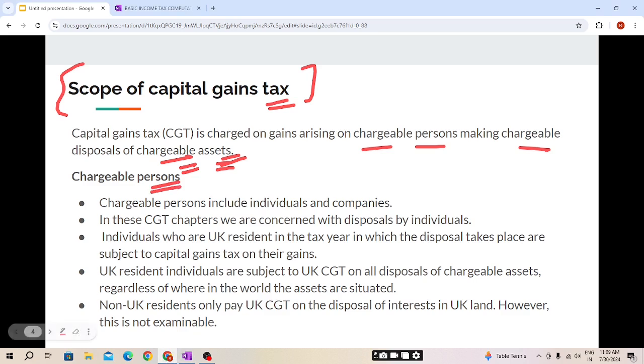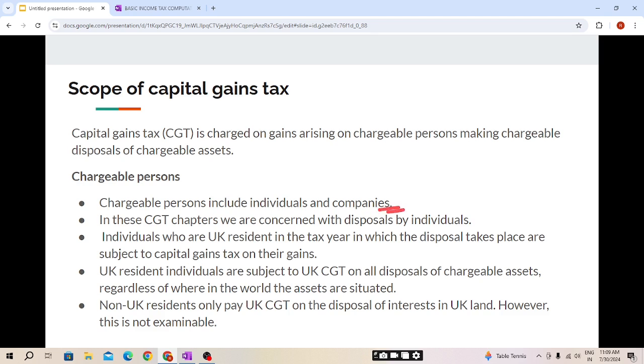So the first topic is chargeable person. Chargeable person includes individuals and companies. So the CGT, the capital gains tax, will arise on a chargeable person.